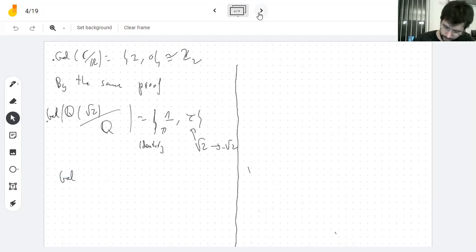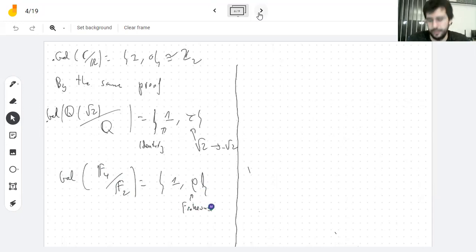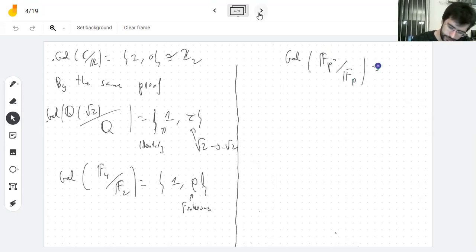Maybe I'll do two more examples. I guess I'm only doing degree two examples. The Galois group of F4 over F2 is the identity and Frobenius, the pth power, the one whose table I drew a couple slides ago. This is easy to check because there's only four things to move around. But again, you ask yourself, where does omega go? You realize it could go to omega or to omega squared. The Galois group of a finite field over Fp is a cyclic group. It's made of the powers of Frobenius. I'm not proving this, but just so I give you another example.